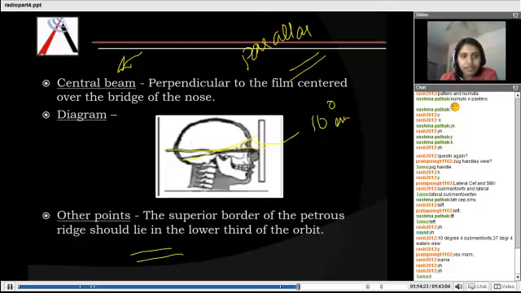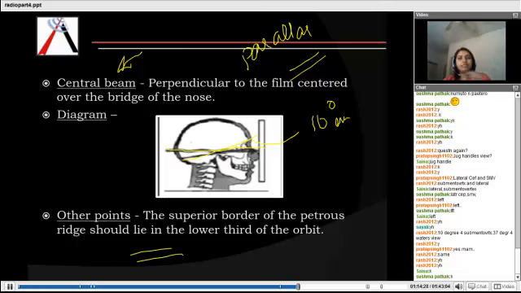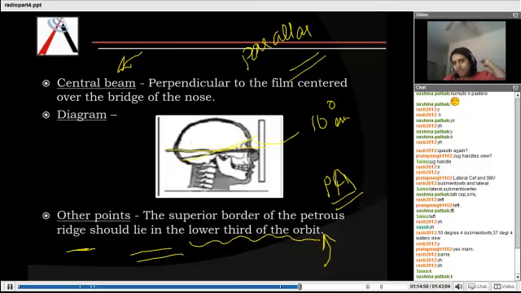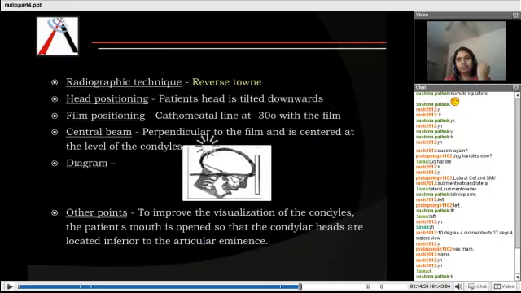You see? Now, when we take an image, the image would be proper if the superior border of the petrous ridge lies in the lower third of the orbit. Okay, that's the criteria for the PA view. The superior border of the petrous ridge, because we are imaging through the skull, right? It should project over the lower third of the orbit.